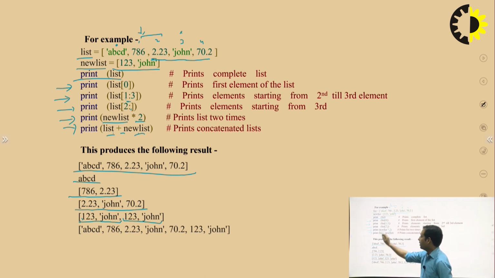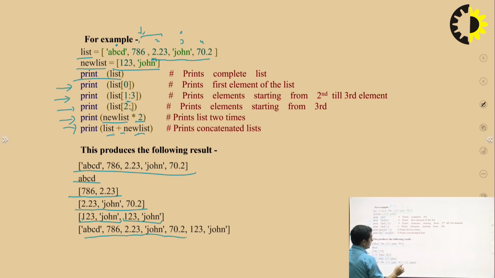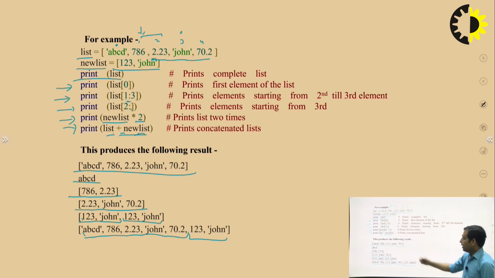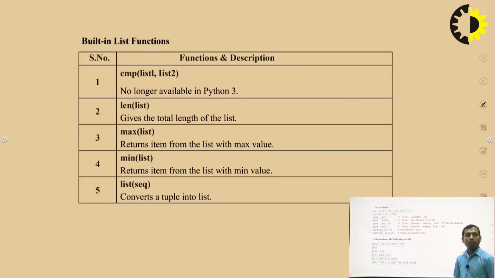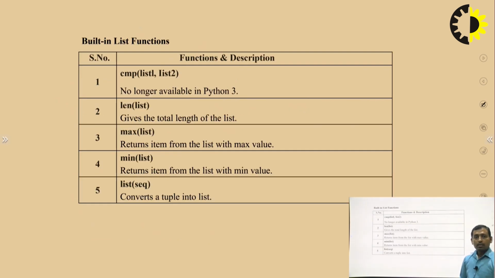The list has 5 elements: ABCD, 786, 2.23, John and 70.2. This is the first list, and we concatenate the new list, which has 3 elements: 1, 2, 3 and John. So these are the different operations applied on the list object: indexing operation, slice operation, repetition operation, concatenation operation. Now some built-in functions are available which are applied on the list object.